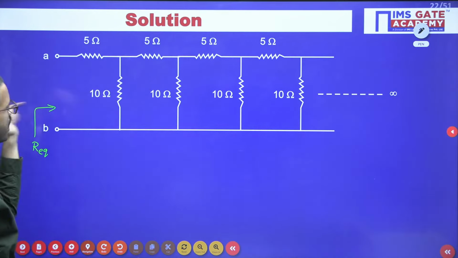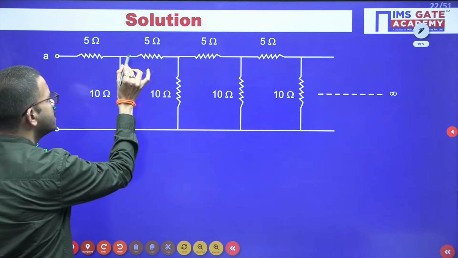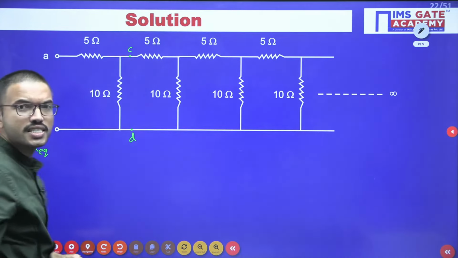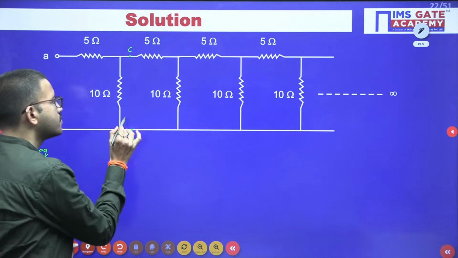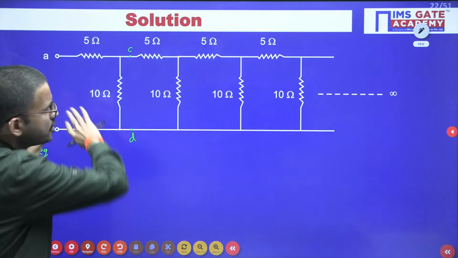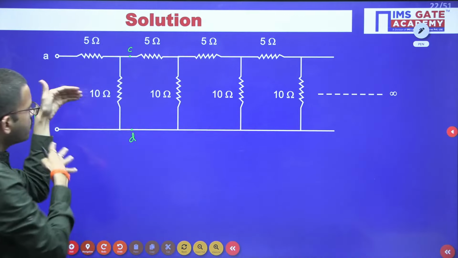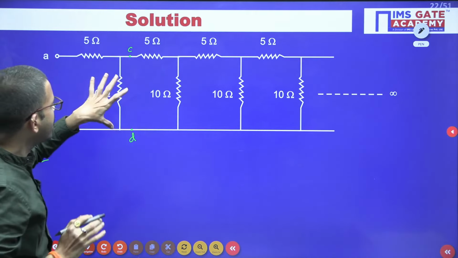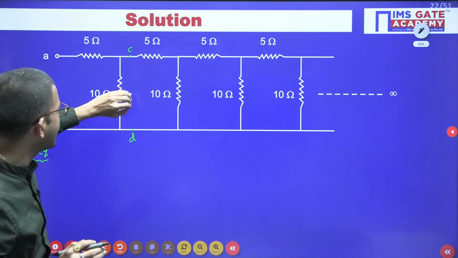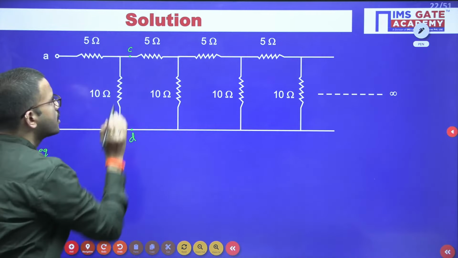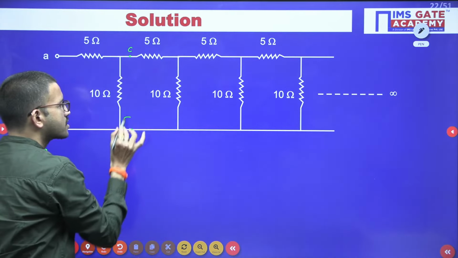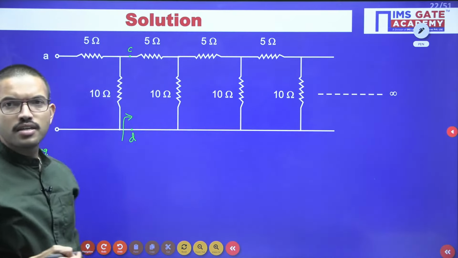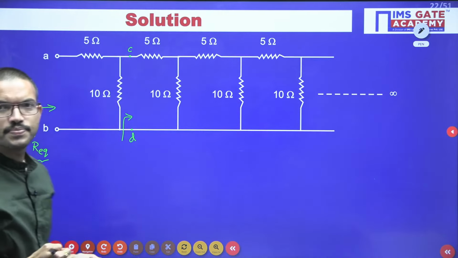Now, here I have mentioned the terminals A and B. For the time being, I am mentioning the nodes as C and D. When you look at the overall network from terminals A and B, you got the equivalent resistance R equivalent. Now, I am removing the first section. Between the C and D terminals, when I look at this network, will the resistance I get be equal to this one or not?